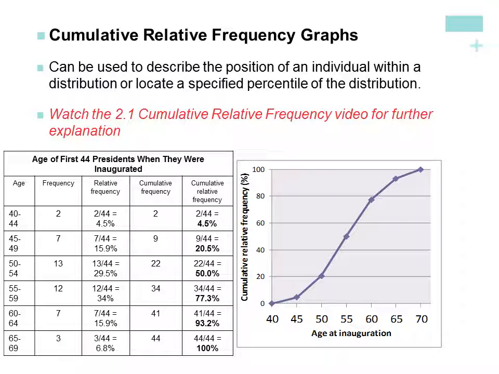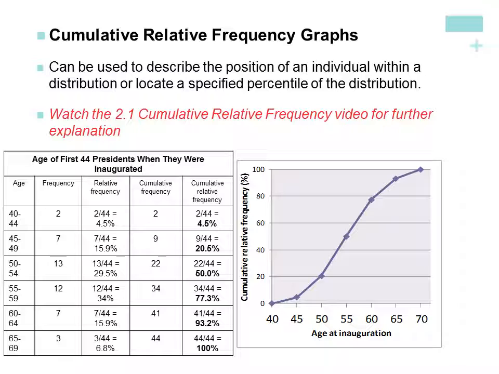For the 22 between the ages of 50 and 54, cumulative frequency would say everybody in those 3 classes, so I'd add 2 plus 7 plus 13 to give me 22. Notice how your bars keep getting higher. The ages of the presidents from 65 to 69 are 44. Where did the 44 come from? There are a total of 44 presidents. So the cumulative frequency of that specific class and everything before it should be your total, which is 44.